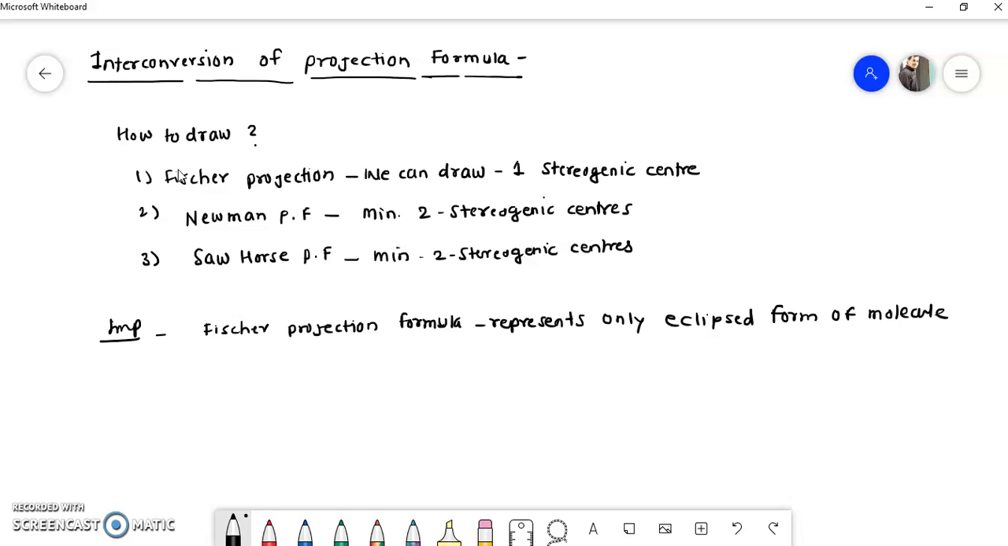So we have to convert the molecule into another projection formula. Therefore, a molecule can be represented by any of these projection formulas depending upon which aspect of the molecule we have to study. So these projection formulas are interconvertible. All three projection formulas are interconvertible. You remember this.